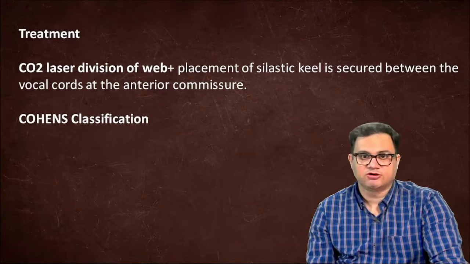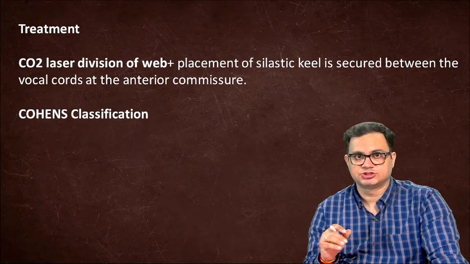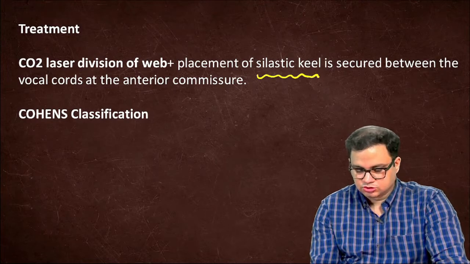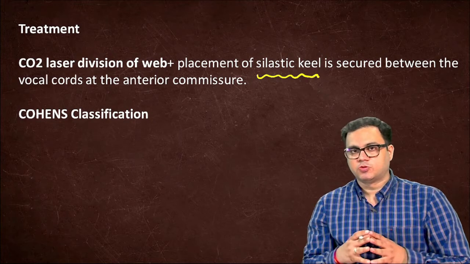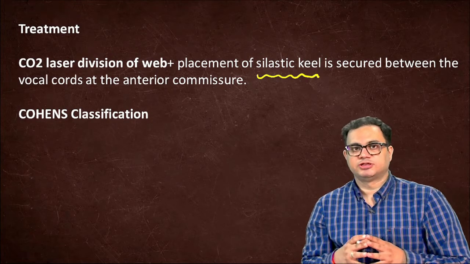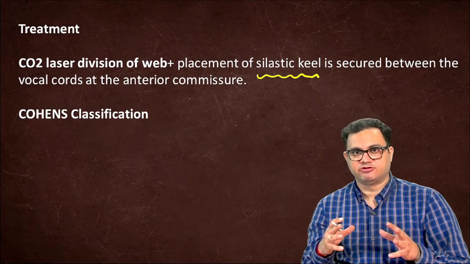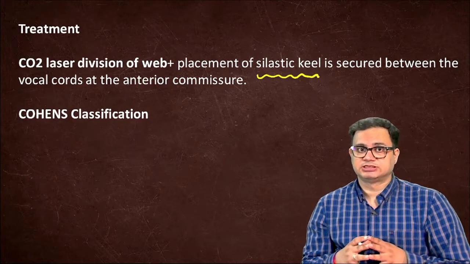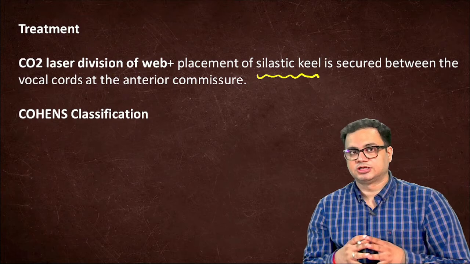The treatment of laryngeal web consists of CO2 laser division of the web and placement of a silastic keel. So in case of subglottic stenosis we were putting a Montgomery T tube, and in case of laryngeal web we are doing a CO2 laser division. Basically, it is a vaporization of the laryngeal web, followed by placement of the silastic keel in between the vocal cords at the anterior commissure.